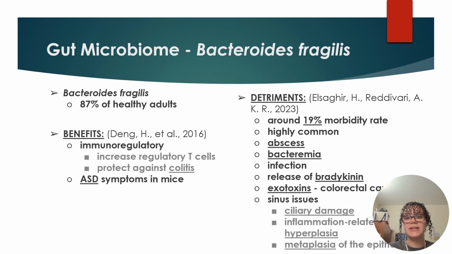The detriments are present if there are damages to the colon's lining or mucosal barrier, which is usually due to surgery, inflammation, or trauma. When this happens, there's around a 19% morbidity rate. It's very, very common, and it can cause a series of things, including abscesses, which are localized regions of pus in a tissue or organ. It can also cause bacteremia, which is bacteria present in the bloodstream. It also can cause infection and release of bradykinin, which allows for the spread of infection through blood cells.